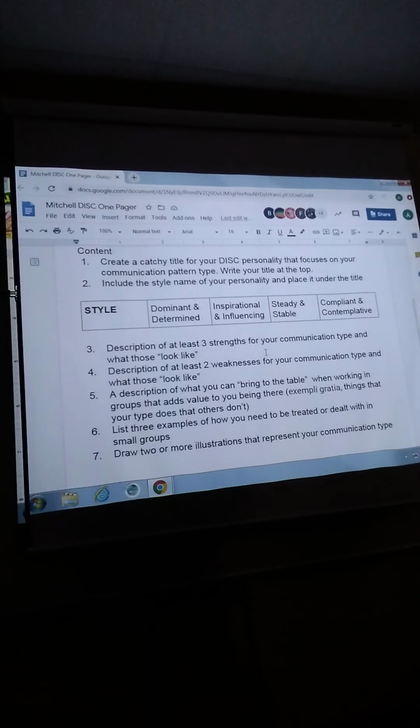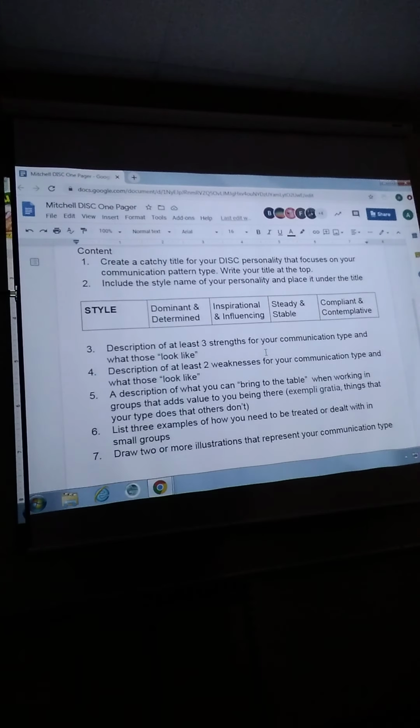So you need to have one of those, and then list 3 examples of how you need to be treated or dealt with. Okay, so again, you need to include, I don't do well when people just demand things from me, okay? I do well when people calmly, rationally, ask me to get a job done.